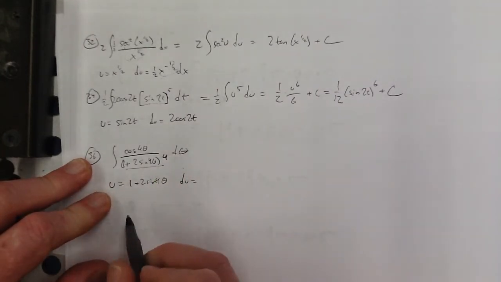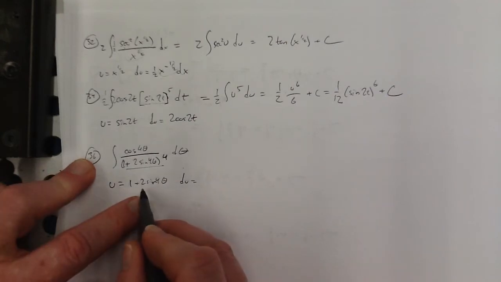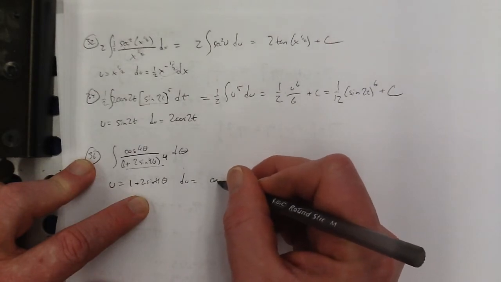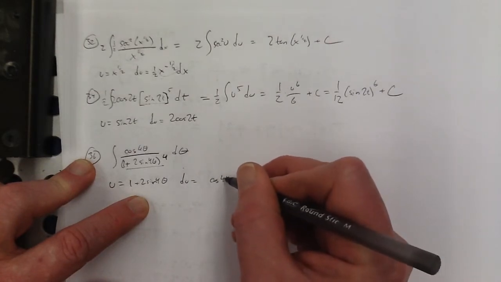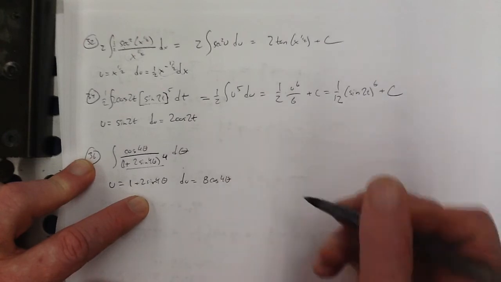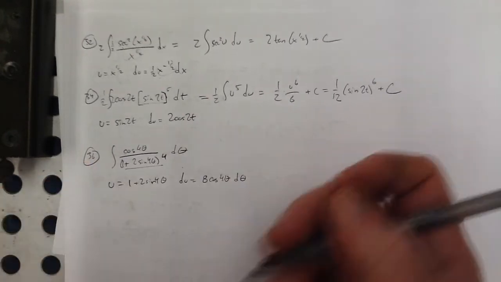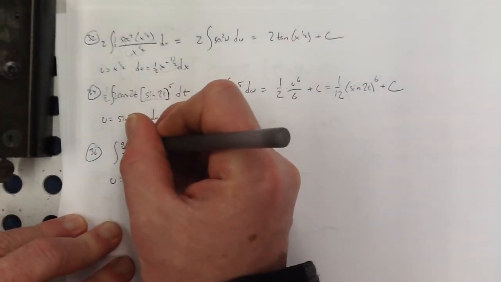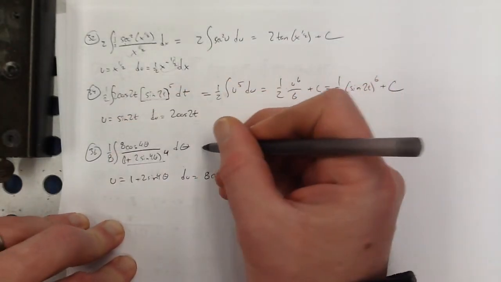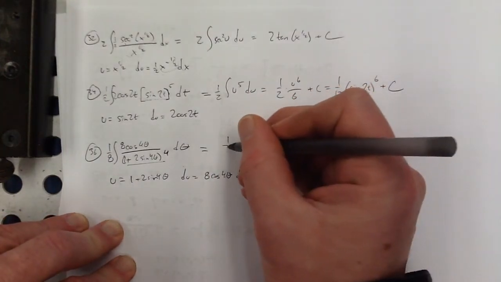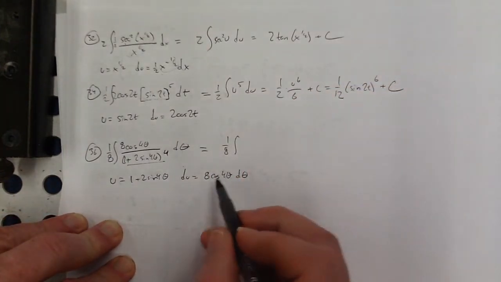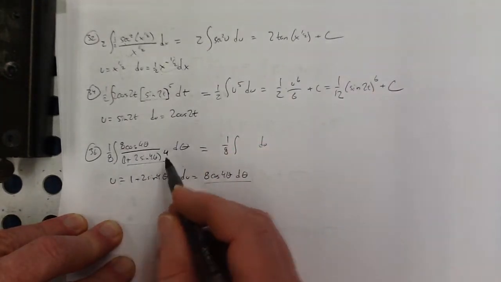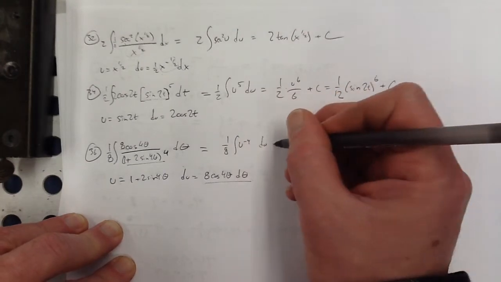du is equal to, derivative of that is 0. Derivative of 2 sine 4 theta is 2 cosine 4 theta times the derivative of what's inside, which is going to turn that into an 8. So good here, except I don't have the 8, so I need that there, and then a 1/8 on the outside. So that's going to be 1/8 integral. That all turns into the du, and then u to the negative 4.